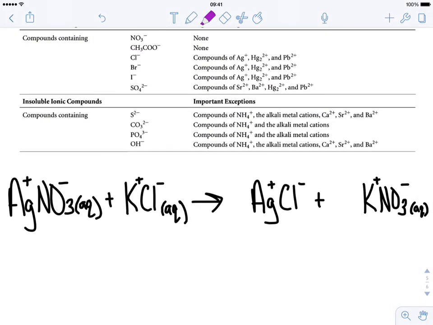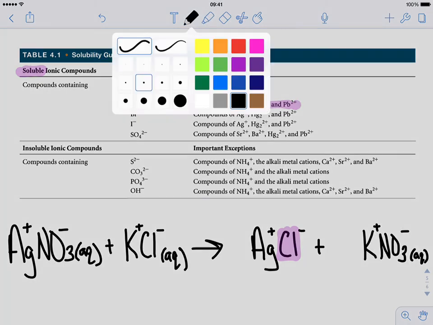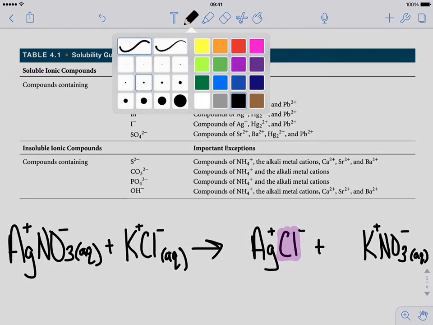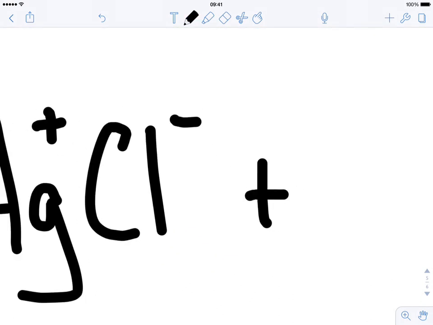Okay, now let's look at our other product. Our other product, the anion, is chlorine. If we look on this list, we find chlorine. It's right here. It's usually soluble unless it's paired with any of these three things. Now, in our example, in our product, is chlorine paired with any of these three things? It is, right? Right here, silver. Silver is an exception. So normally chlorine is soluble, but because it's paired with silver, it makes it insoluble. And that means that this product right here forms a precipitate. So that is going to be a solid.